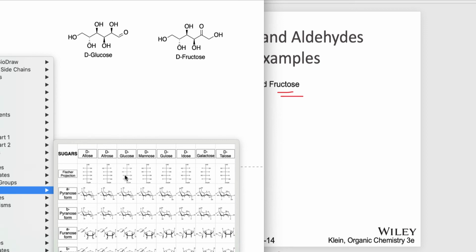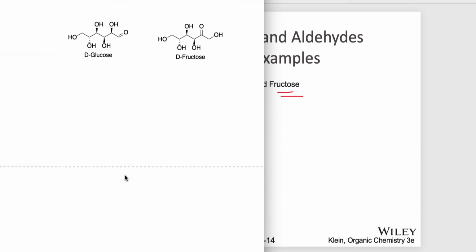So this is already a heads up. We're going to get into Fischer projections. And here I can pick for glucose. Here is what the structure looks like.